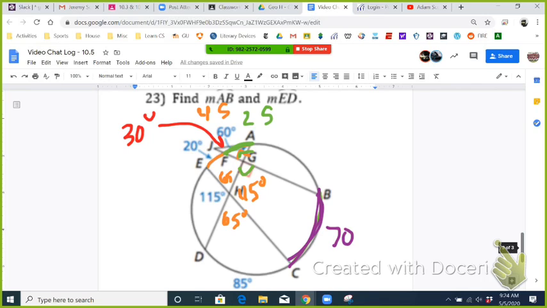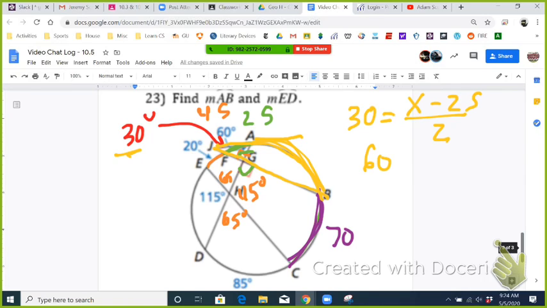So that means that if you couple it with this arc that I'll highlight in yellow, since that's a tangent and a secant, this angle J here, 30 degrees, is going to be half the difference of arc AB, so we'll call that X, and 25, because they intersect outside the circle. So if you solve that, you get that X is equal to 85.